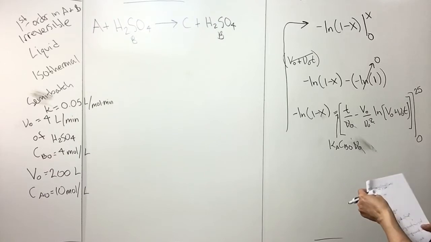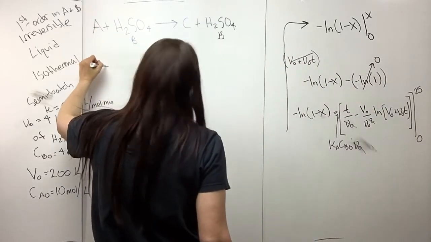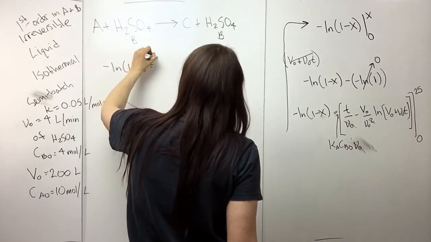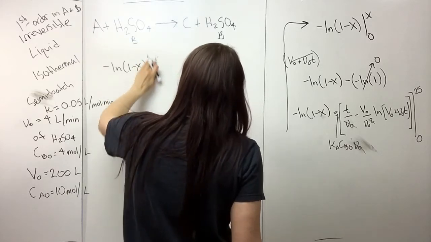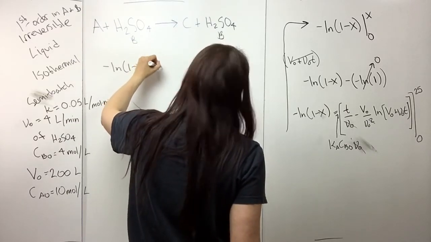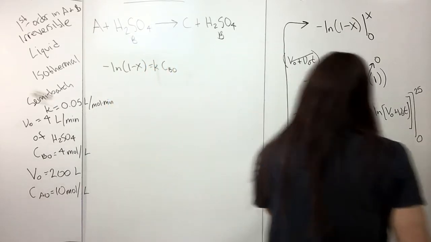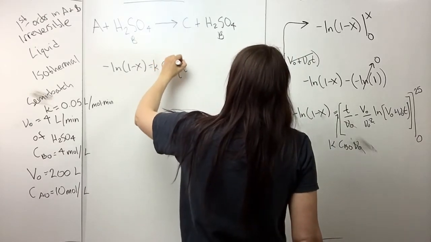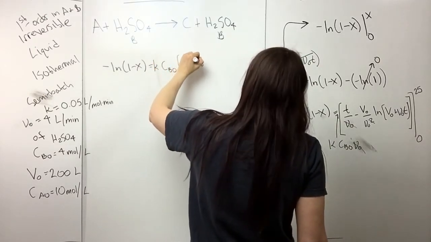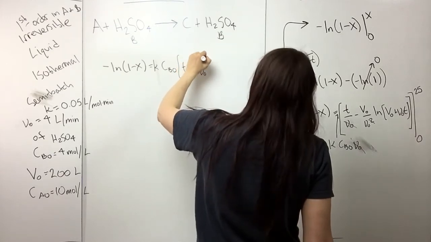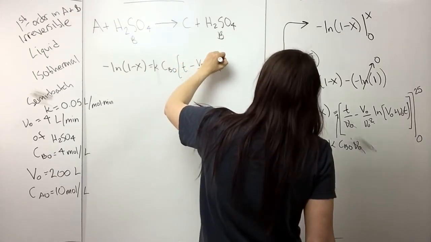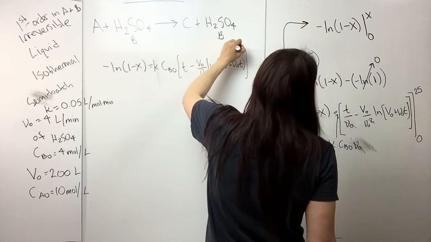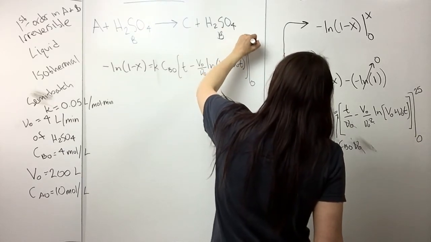And so then we end up with minus natural log 1 minus x is equal to, I'm going to actually write these in this time, so K Cb naught, and once again this is K, I don't know why I keep writing Ka, and then T minus V naught over V naught, natural log V naught plus V naught T, and then 0 to 25.